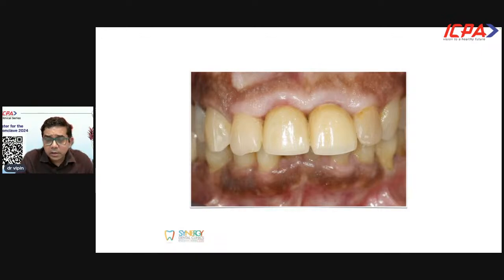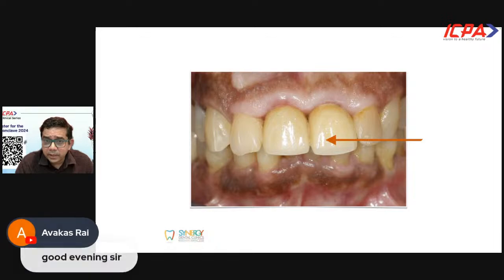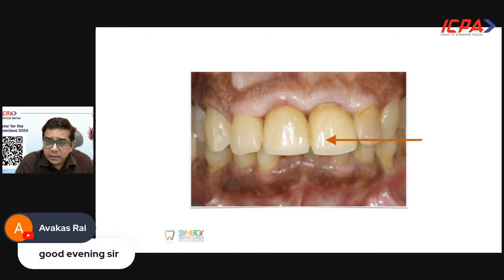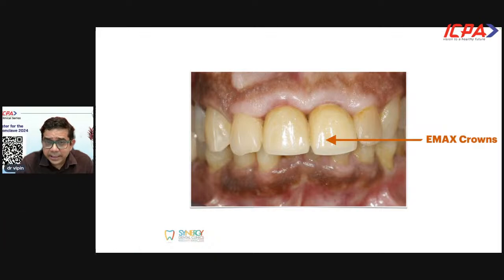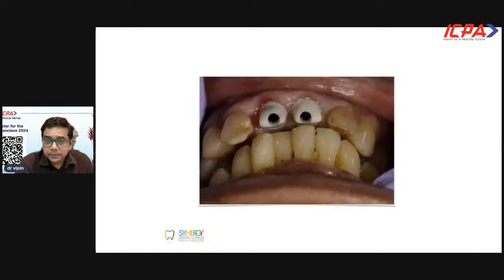So to begin my presentation, I would like to show you a case. If you can see, there is an upper anterior teeth present, and few of them are replaced by implants. These two teeth, the central incisors, are on dental implants. They really look natural, and they are made up of Emax crowns. So imagine crowns on dental implants made up of Emax, which all the aesthetic dentists in the world love.